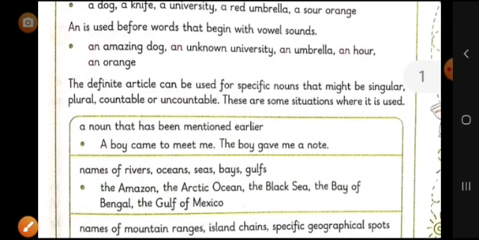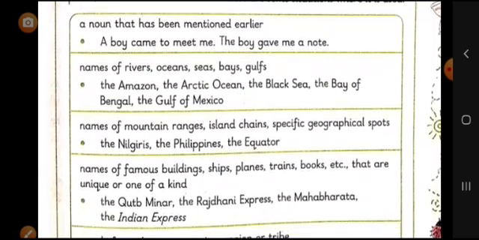Let's move on. The definite articles can be used for specific nouns that might be singular, plural, countable, or uncountable. So which is a definite article? It is the. It can be used for specific nouns that might be singular, plural, countable, or uncountable. Now, these are some situations where this definite article, the, is used. Now, let's see where they are used.